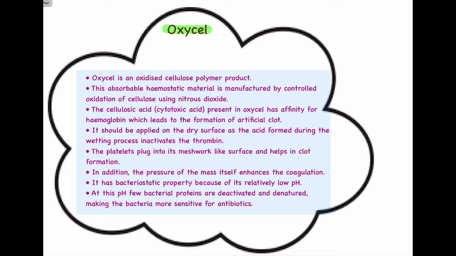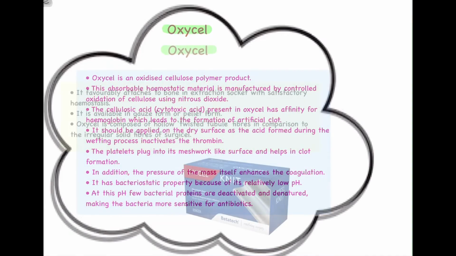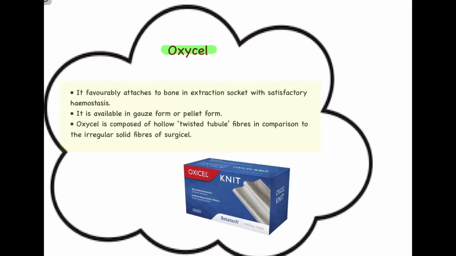First, it is resorbable. Then another advantage is because of its alkaline pH, it might result in denaturation and deactivation of the bacteria, and it will make them more sensitive towards antibiotics, and also the alkaline property will lead to bacteriostatic effects. Then again, oxysil is a very common type of hemostat which we are using after extraction. Why? Because it attaches to the bone very easily within the extraction socket, and because it is directly attached to the bone, again it is serving two mechanisms.